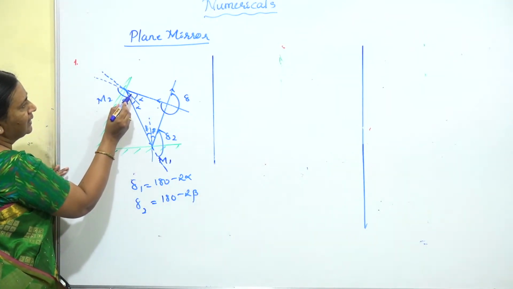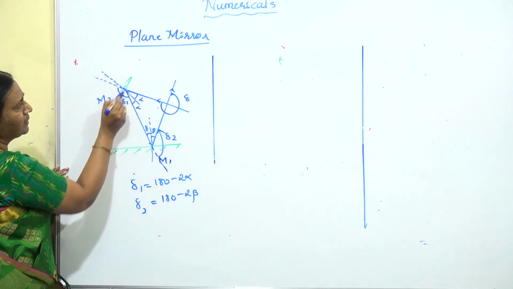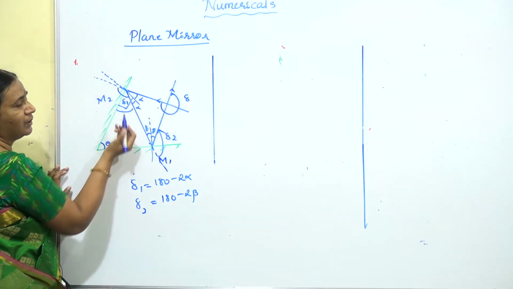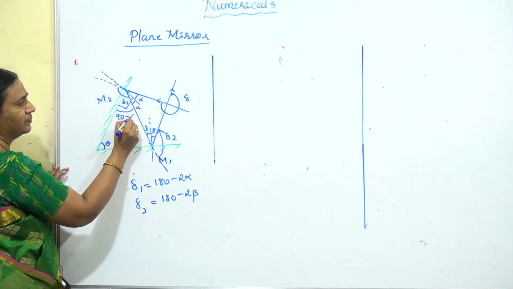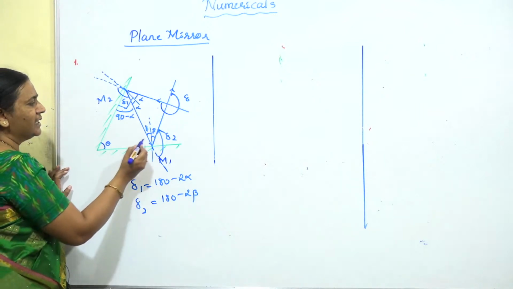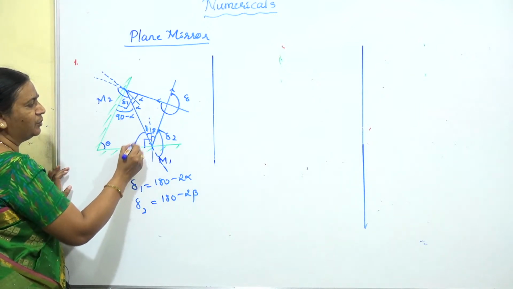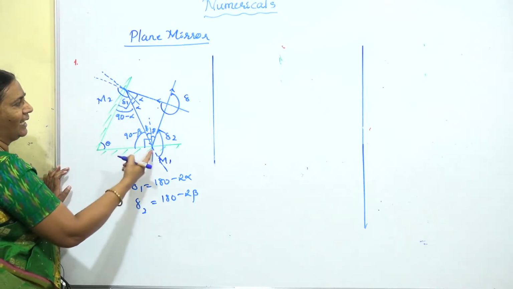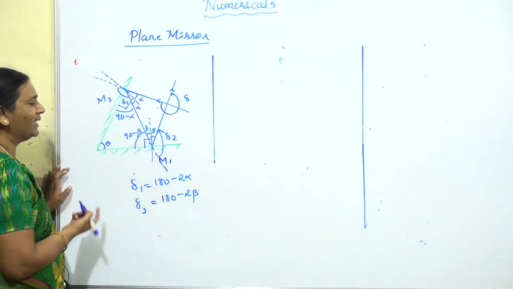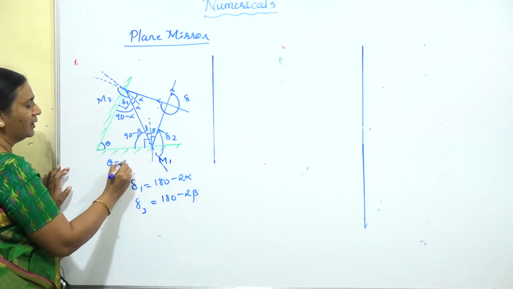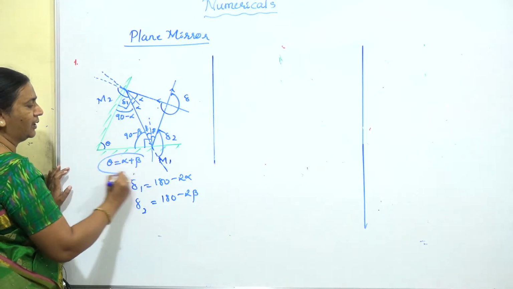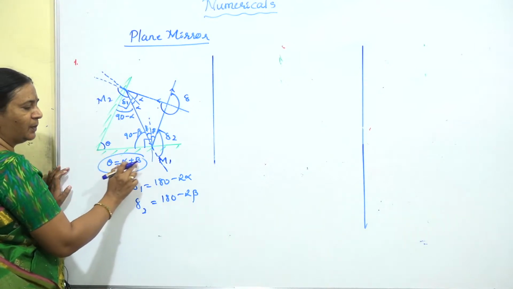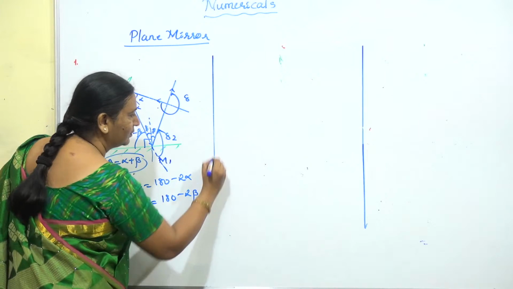Now observe here. This is a normal drawn for this plane. So if I remove the alpha, this angle becomes 90 minus alpha. Similarly, this is a normal, and if I remove this, this becomes 90 minus beta. The total angle in this triangle should be how much? 180 degrees. Therefore, theta should be how much? Alpha plus beta. This is important. Work out once again, taking this triangle. So theta should be alpha plus beta.